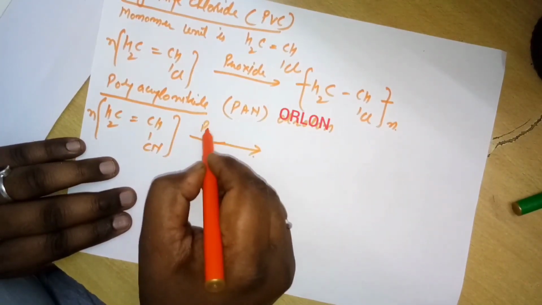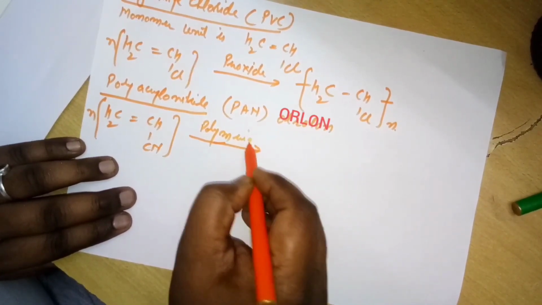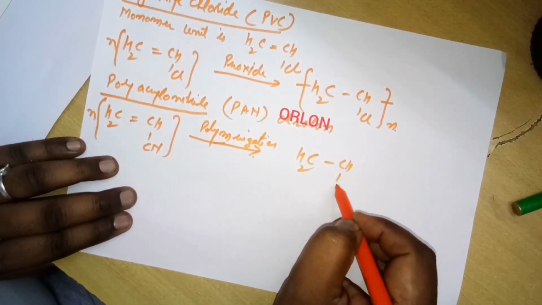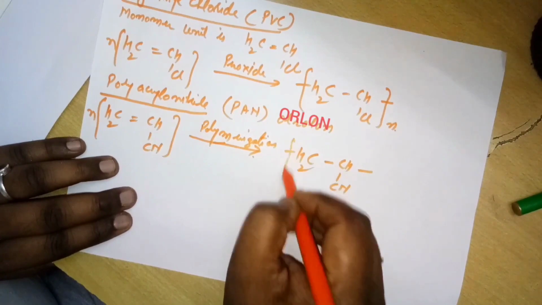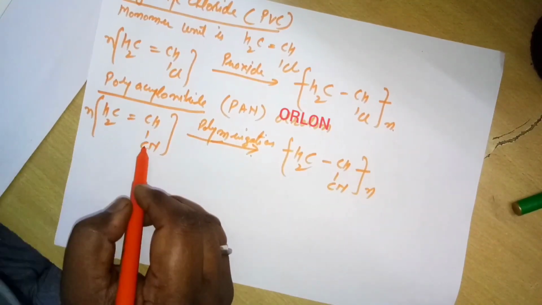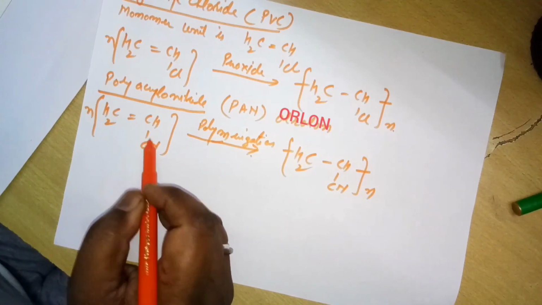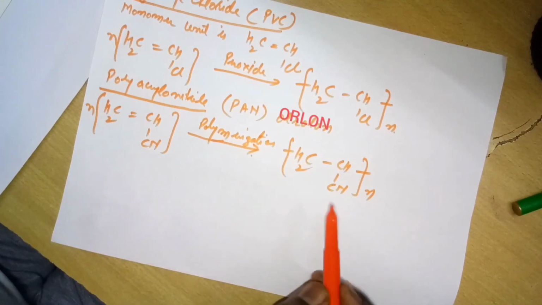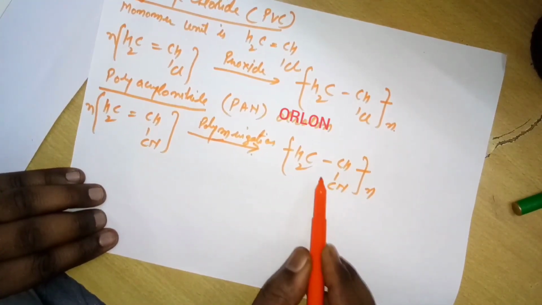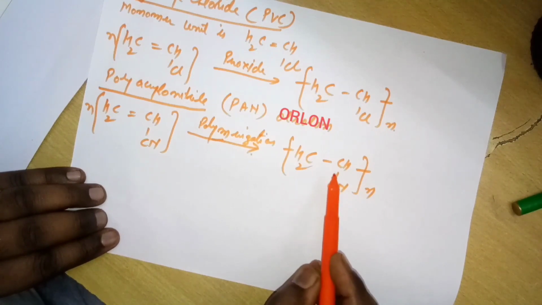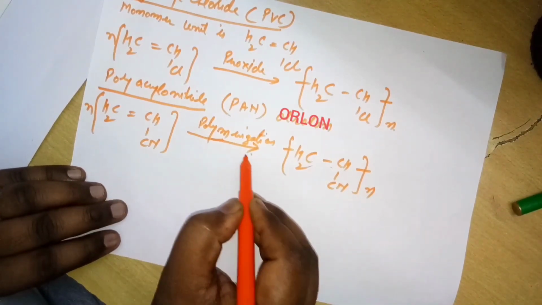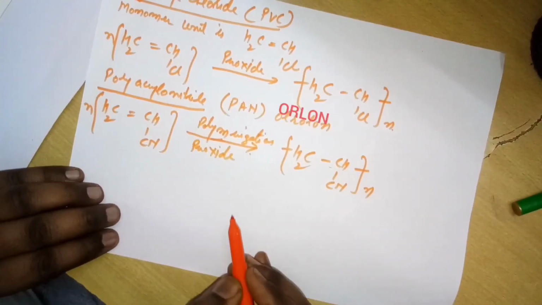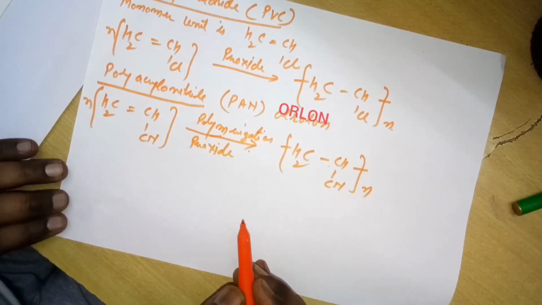This also undergoes polymerization and we get polyacrylonitrile. In this, the monomer unit is vinyl cyanide. A large number of vinyl cyanide molecules undergo polymerization and we get polyacrylonitrile. It is also a free radical mechanism and we use peroxide as a free radical initiator.